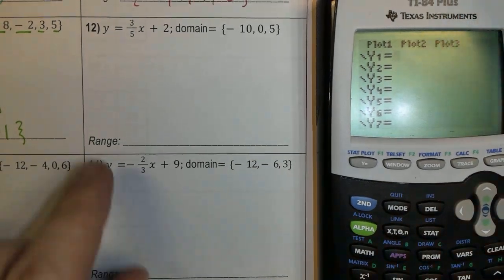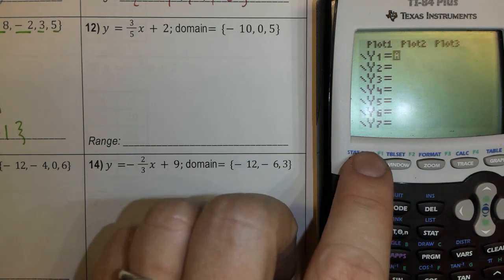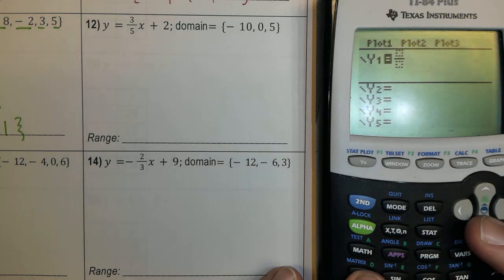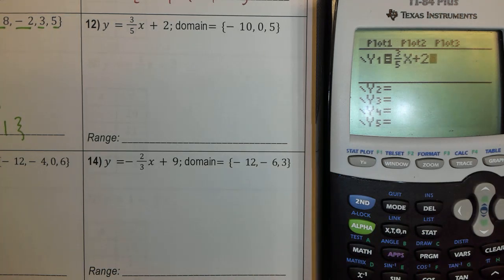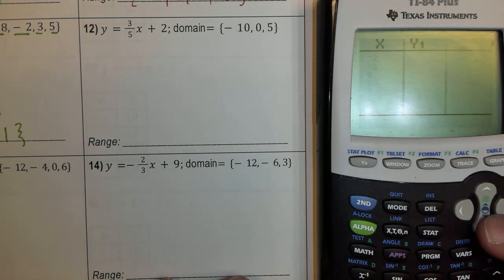Okay, so I'm going to type in my equation. So I have alpha y equals enter. That gives me a fraction, 3 over 5x plus 2. And just double check that it looks the same. Mine looks the exact same. So you do second graph.